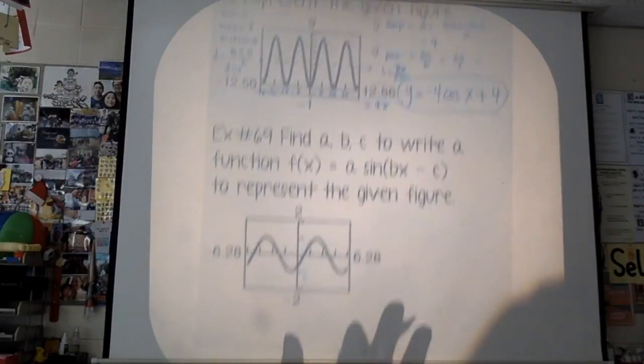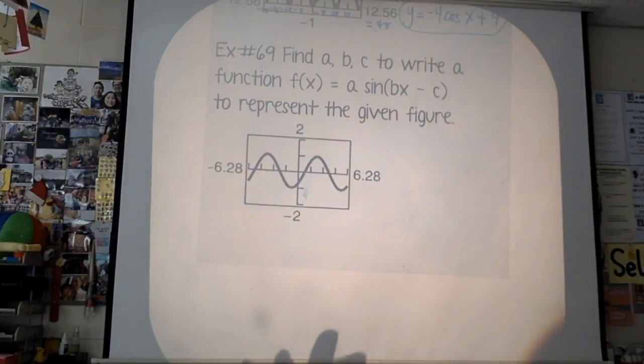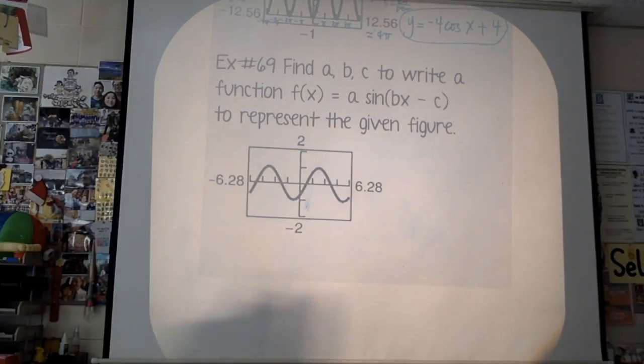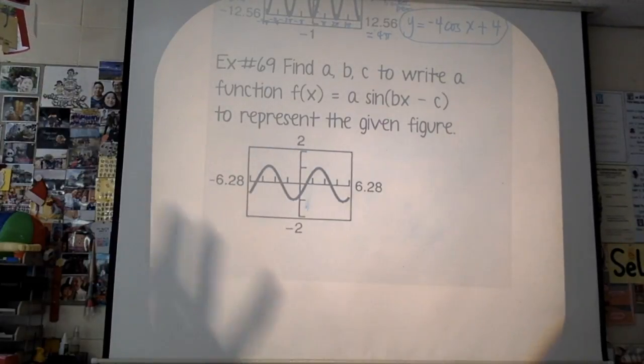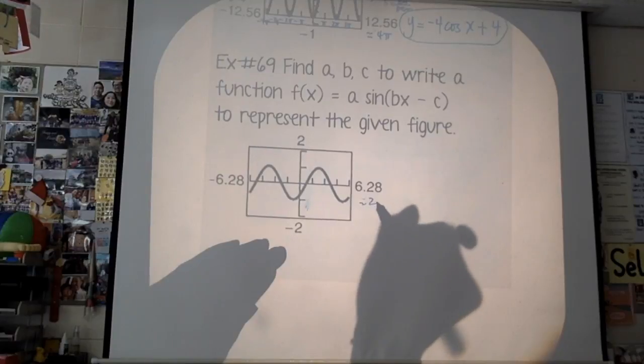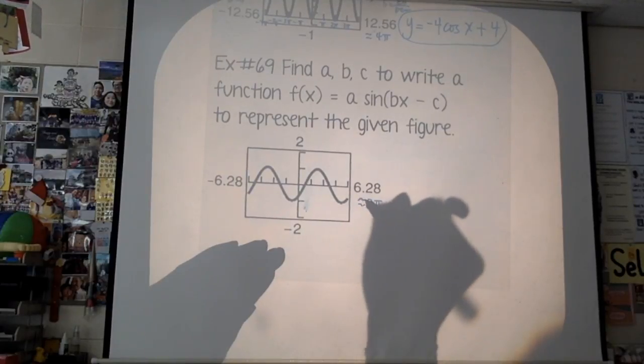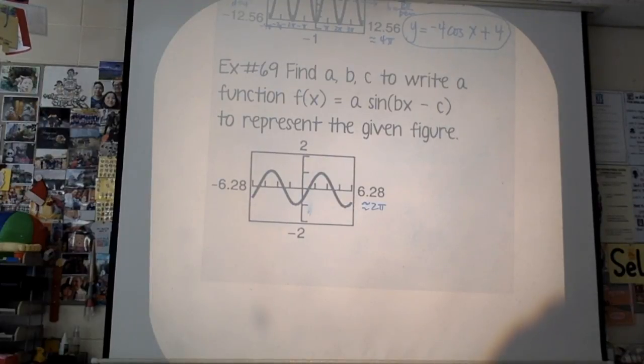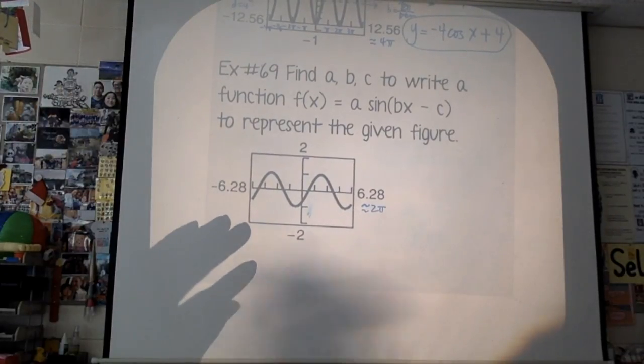So here's that. Let's try number 69 now. Find a, b, c to write a function f of x equals a sine bx minus c to represent this function. Okay, a couple things to notice here. You know 6.28 is about 2 pi, okay? Just keep that in mind, all right? And this is a sine graph. That means we start at the 0 or the mid, okay? All right, let's also do amplitude first.